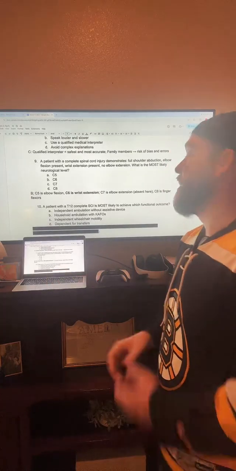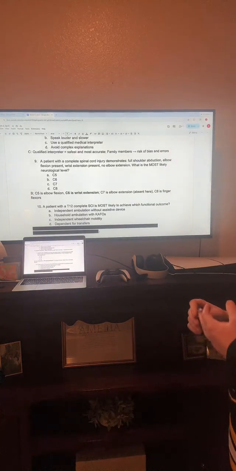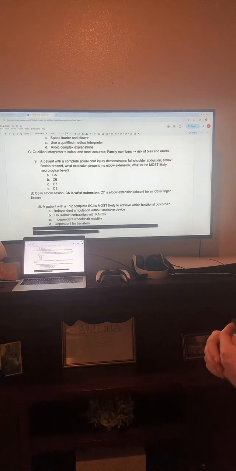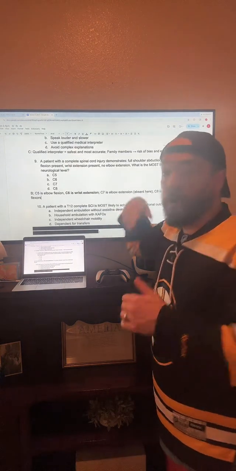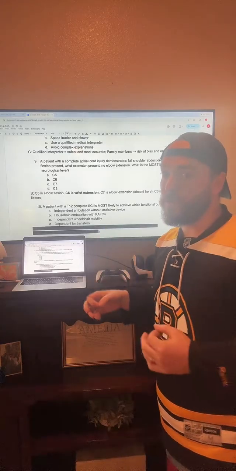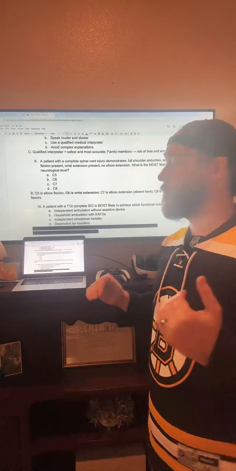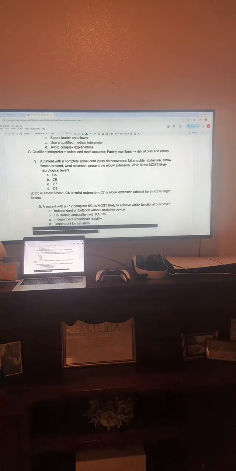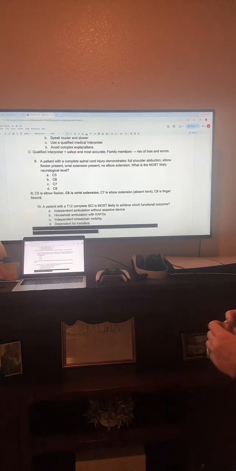Number 10, a patient with a T12 complete spinal cord injury is most likely, I said incomplete, it should be complete. All of the SCI questions on your test should be talking about complete spinal cord injuries because that makes it much more black and white. A patient with a T12 complete spinal cord injury is most likely to achieve which functional outcome? A, independent ambulation without assistive devices. B, household ambulation with KAFOs. C, independent wheelchair mobility. Or D, dependent for transfers.